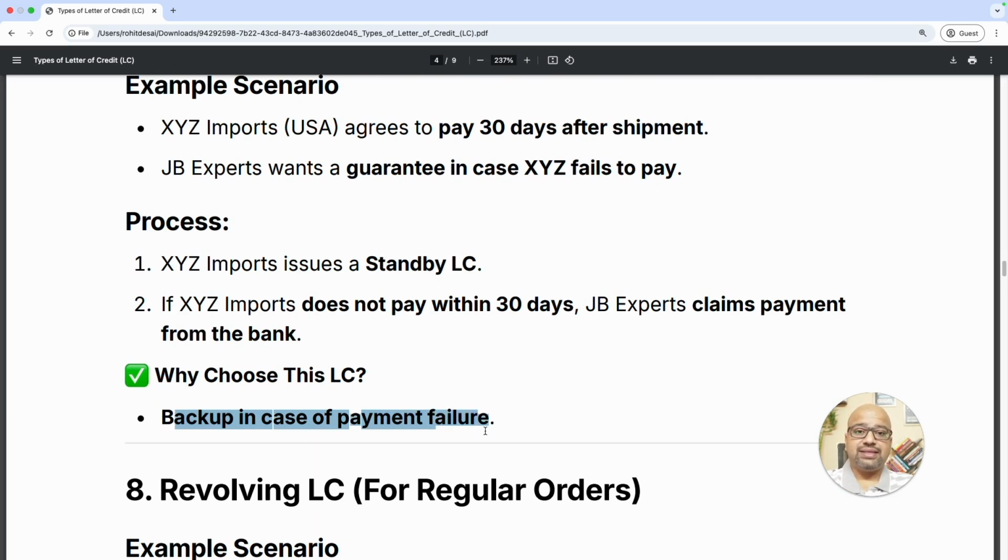This is most secured. You want to give credit? No issues. You can go ahead and give credit. But get at least a standby LC so that if your buyer defaults, you get paid. You don't have any issues there.